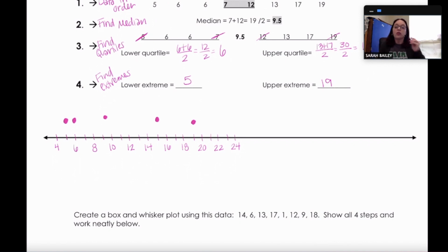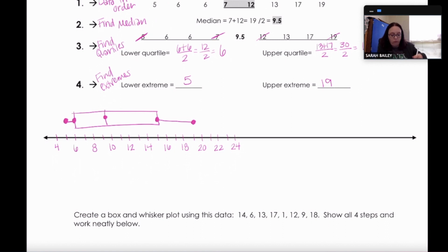All right, the 3 in the middle are going to make your box portion. So I'm going to put vertical lines through those 3 and then connect them across the top. There's the box portion. Now you just got to do your whiskers. So just connect them out like this. That is the box and whisker plot for this data.